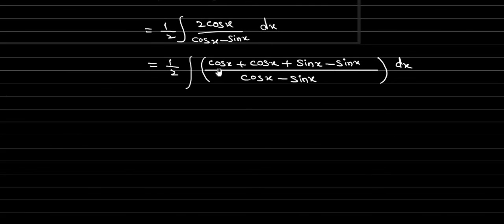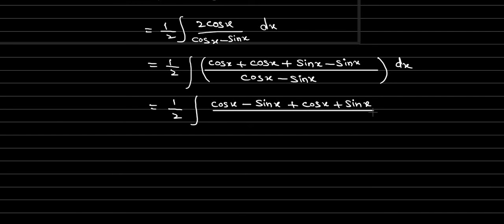Now I am going to change the order. This cos x and minus sin x together, 1 by 2 integral first term and combining with the last term, and second term, third term writing as it is. So this denominator cos x minus sin x is common for each and every term. Totally 4 terms we have in the numerator. But what I am going to do is, I am going to consider 2 terms together.